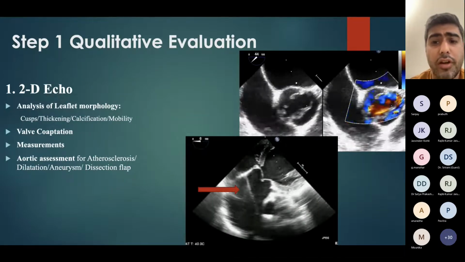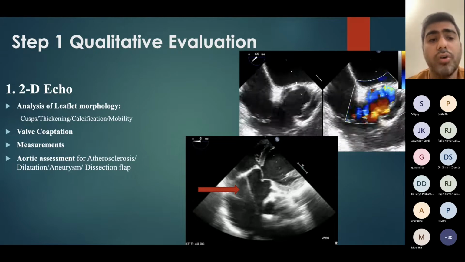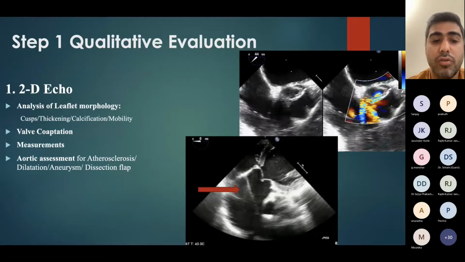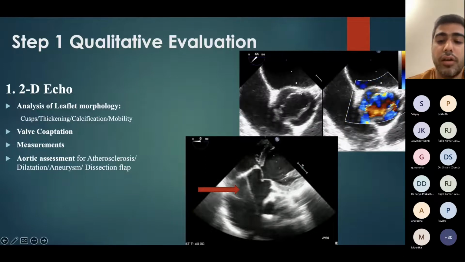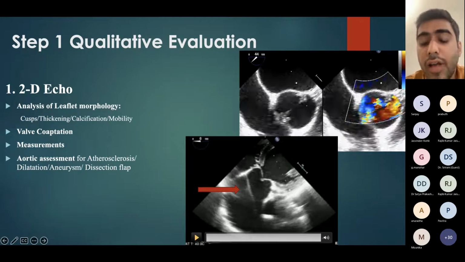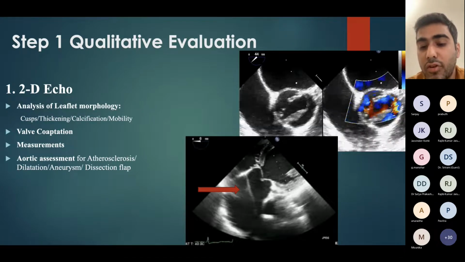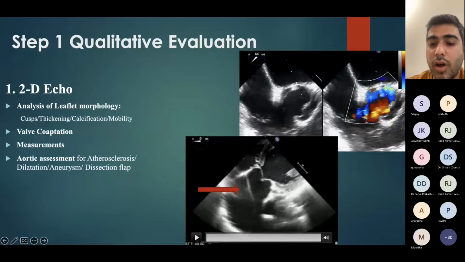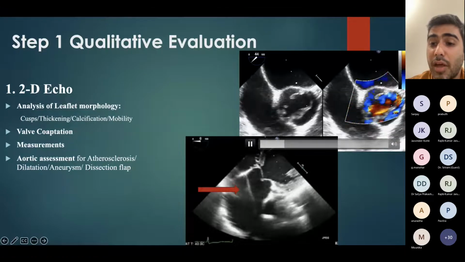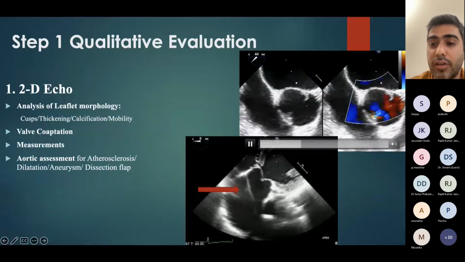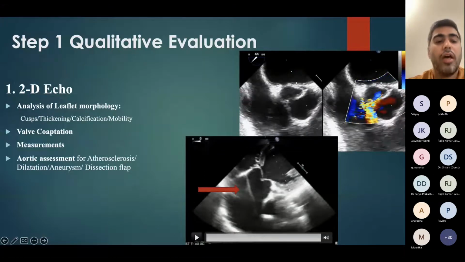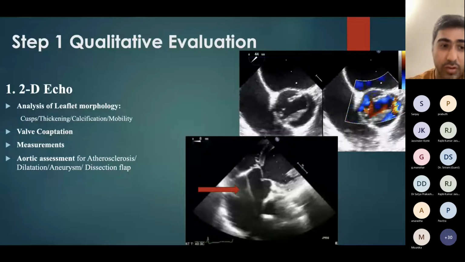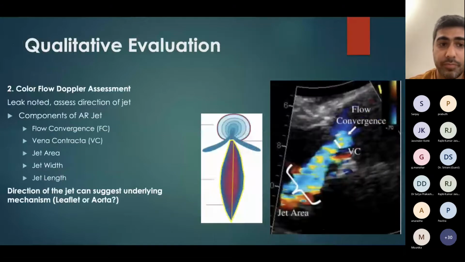So the first step being assessing the gross morphology on 2D echo, and it's important to assess the leaflet morphology in terms of cusp thickening, calcification, mobility, valve coaptation, and whether there is any dilatation of any of the structures like the sinus, the sinotubular junction, if there are any associated dissection flaps which are present, how well the leaflets are coapting, and color flow Doppler can also be simultaneously applied to get an idea about where the regurgitant lesion is, where the malcoaptation is, and then subsequently obtain our measurements and then go for the aortic assessment for atherosclerosis, dilatation, aneurysm, or dissection flaps.